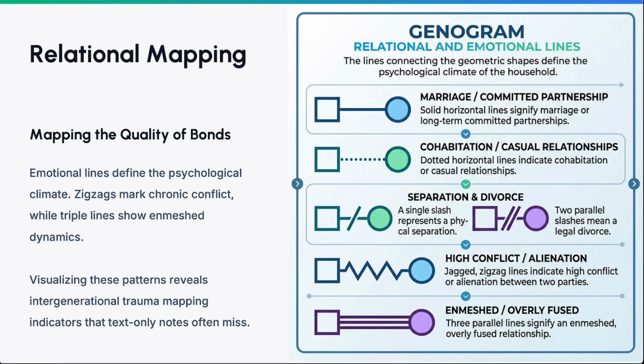Now let's take a look at the image on the right. It shows how lines connect these people. It's not just about bloodlines, it's about the psychological climate. So zigzag lines represent high conflict or hostile relationships. Triple parallel lines show enmeshment or fused boundaries. By using these family system mapping tools, you can perform intergenerational trauma mapping right on the page. You'll start to see where trauma flows and where resilience is built, making your social work assessment tools much more powerful than simple text notes.